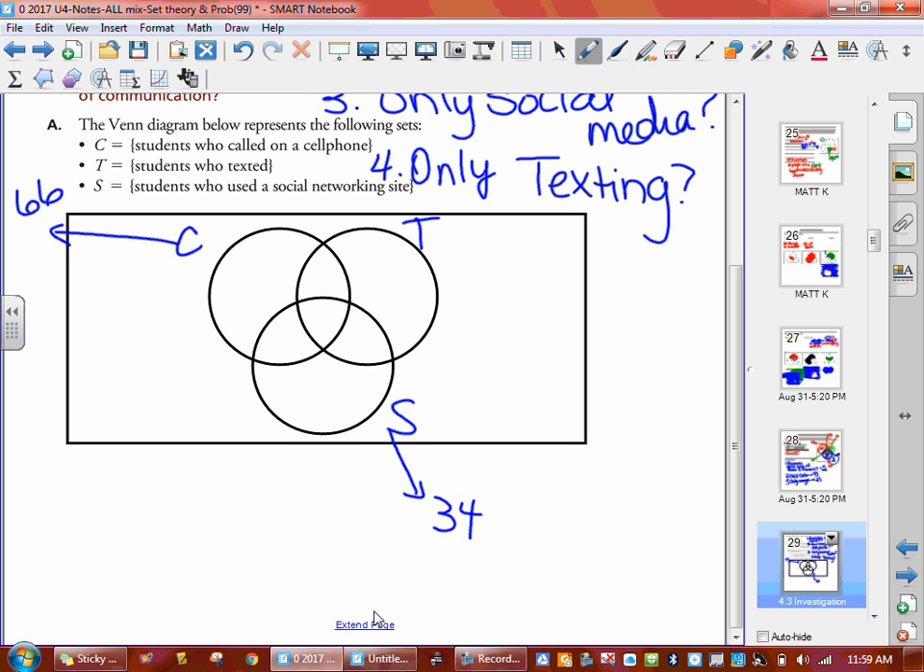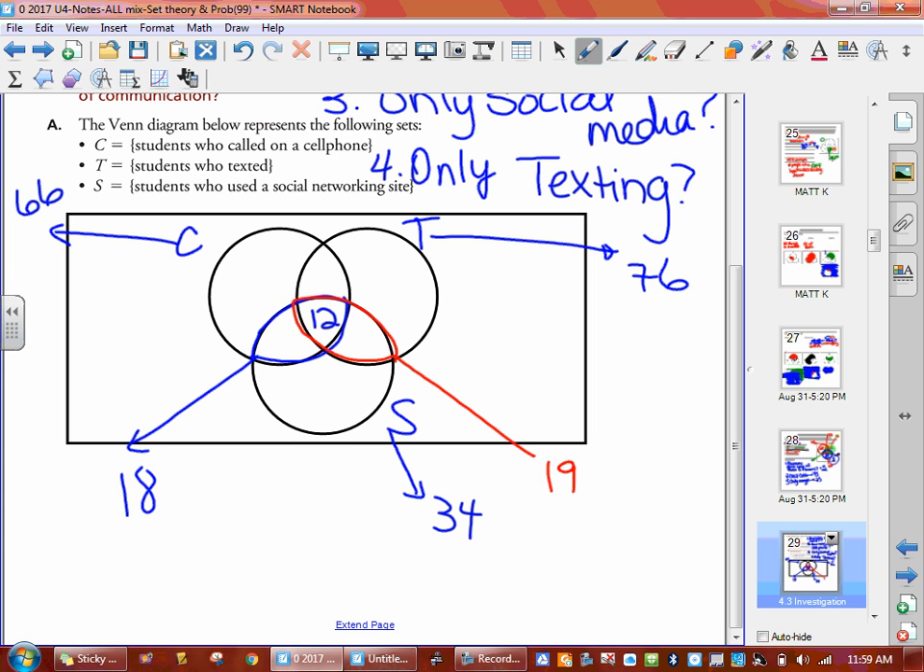This section has to add up to 18. This section here has to add up to 19. And this section here... Okay, we were interrupted. This green section must add to 56.